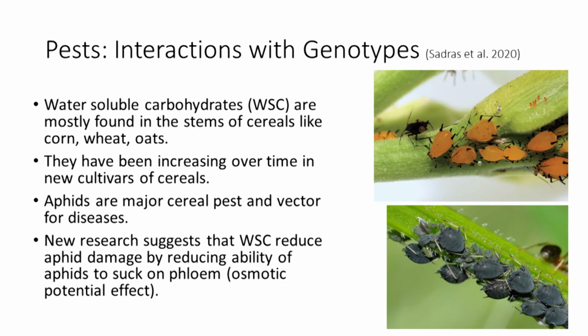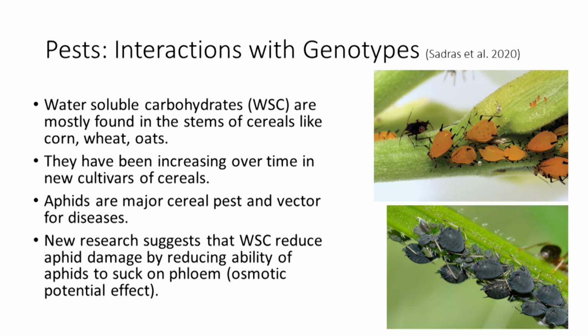Let's finish off the lecture with a couple of examples of G by E by M interactions with pests. And the first one we'll start off with is how pests interact with newer, more modern varieties of cereals like corn, wheat, and oats. Okay, so it's been observed that more modern varieties compared to old have higher levels of water-soluble carbohydrates. These are basically carbs or sugars that are dissolved in the phloem. They're primarily found in the stem of that plant.